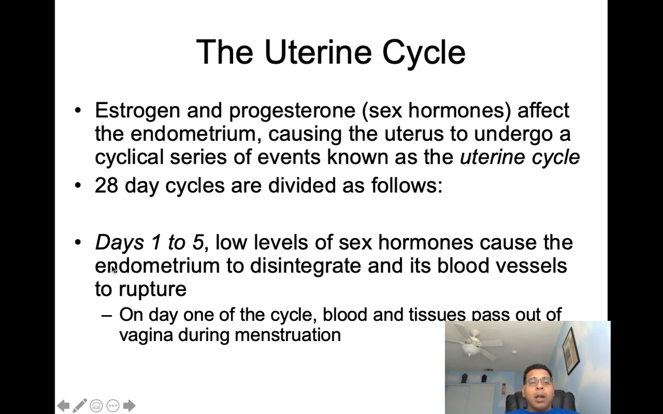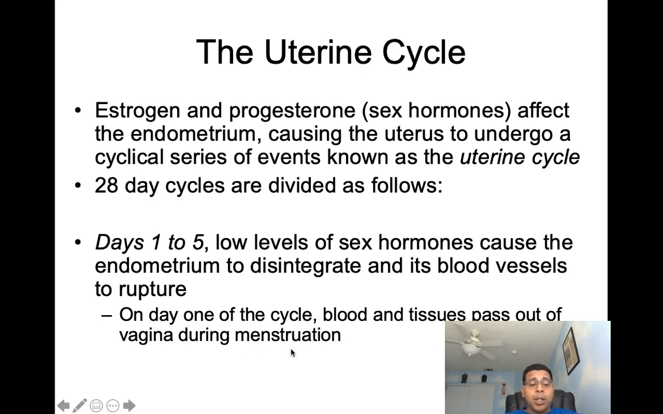Okay, so when we talk days 1 through 5, a low level of female sex hormones in the body is going to cause the endometrium to disintegrate and its blood vessels to rupture. So on day 1 of the cycle, blood and tissue is going to pass out of the vagina during menstruation.